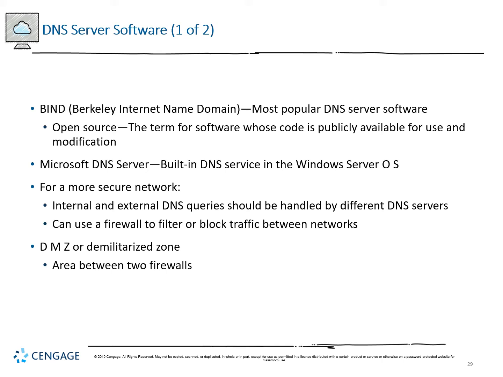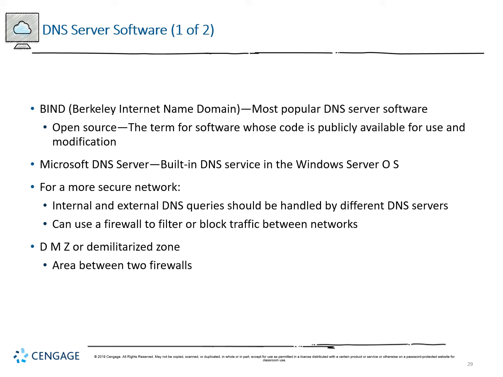BIND, Berkeley Internet Name Domain. This is the most popular DNS server software that's out there. Now there is one that's built into Windows Server, as you can see. Windows has a Microsoft DNS, but BIND is a little bit easier to modify and work with because it is open source. Open source means that the code is publicly available, so there's a huge community that supports it. I personally love open source software, but the thing that tends to be problematic for a lot of people is that the support is usually pretty inconsistent because there's no money coming in to help pay for that support. It has to be done by the community that uses it.